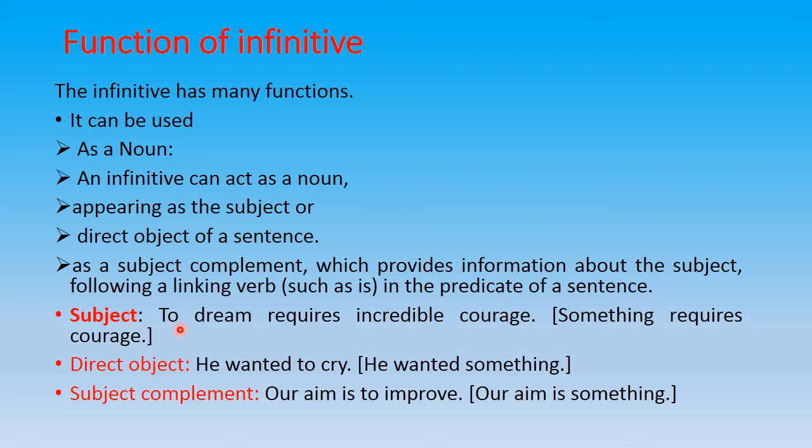Now let's discuss these functions of the infinitive with some examples. How it is used as a subject. Look at this sentence: to dream requires incredible courage. Here you can see to dream. To is used with the verb dream, and it is acting as the subject of this sentence. How it is used as a direct object. Look at this sentence: he wanted to cry. Here to cry is the infinitive of this sentence, and it is used as an object.